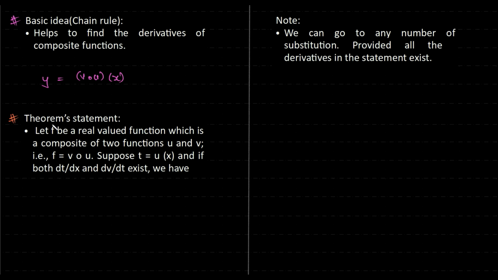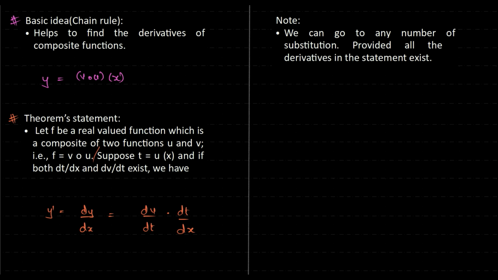So the theorem statement is, let f be a real valued function which is a composition of two functions u and v. So basically f is v composition u. Suppose t is u of x, and if both dt by dx and dv by dt exist, we have y prime, or dy by dx, which can be written as dv by dt into dt by dx. This is basically what we did just now.